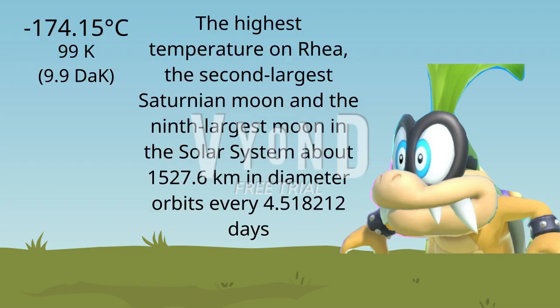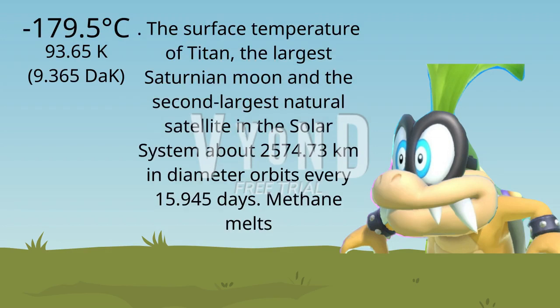The highest temperature on Rhea, the second largest Saturnian moon and the ninth largest moon in the solar system, about 1,527.6 kilometers in diameter, orbits every 4.518212 days, is -174.15 degrees Celsius, or 9.9 decakelvins. That's 99 Kelvin.